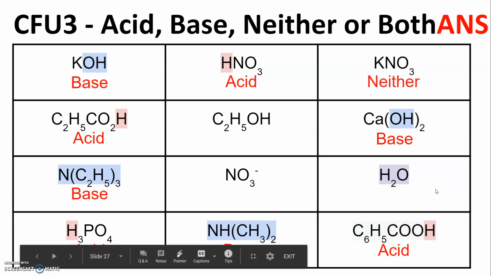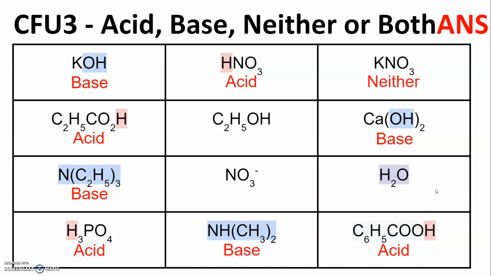Look at some things that are neither. So KNO3 is a neither. That's actually a salt. It's an ionic compound. C2H5OH may look like a base because it has an OH group, but that C2H5 is not a metal. So in order for it to be a base, you have to have a metal and then an OH. This is not a metal, so it's not. NO3 minus is neither.